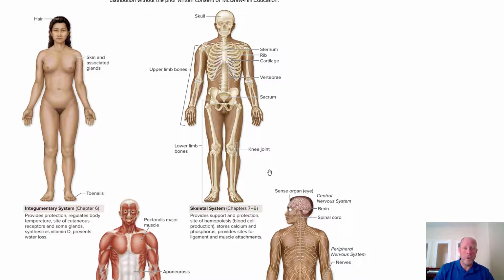It's a site of hemopoiesis for blood cell production, bone marrow, right, within the bone, kind of crucial. Stores calcium and phosphorus. Calcium is a very important neurotransmitter for most reactions within the body. Calcium plays a role in helping determine information moving from one place to another. And that same skeletal system provides sites for ligament and muscle attachments, kind of helping us keep together, helping us move more efficiently, and supporting that stable system and our movement.